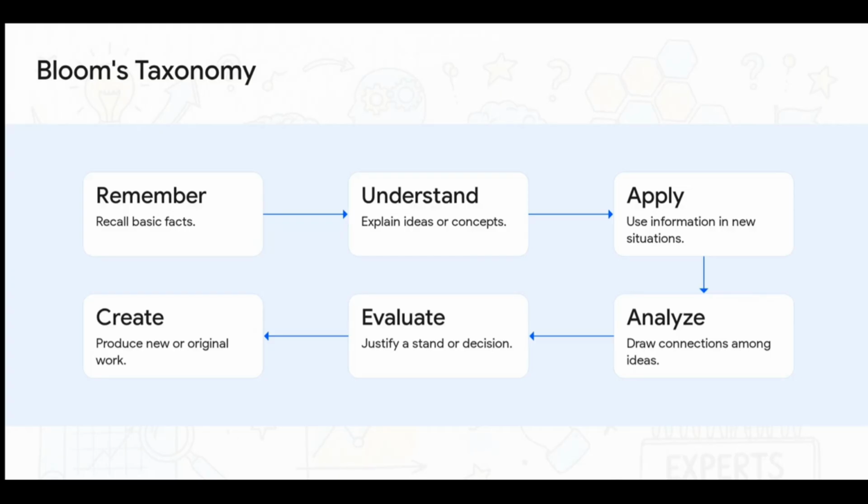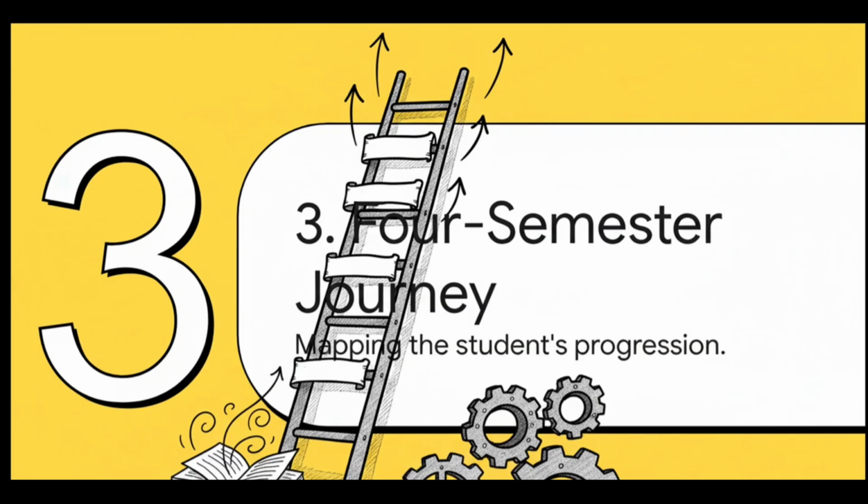Now, the second part of this blueprint is how they structure the learning journey itself. And this is just brilliant. They use Bloom's taxonomy. The whole idea is to move students up a ladder, right? You start with the simple stuff, like recalling basic facts, and you progressively climb towards the highest level of learning, which is creating brand new, original work. So how does this whole ladder idea actually play out over time?